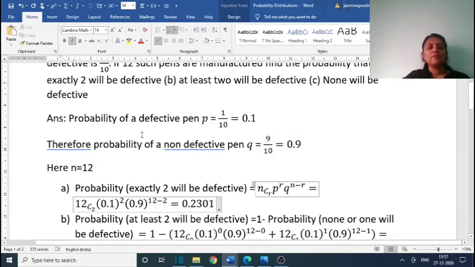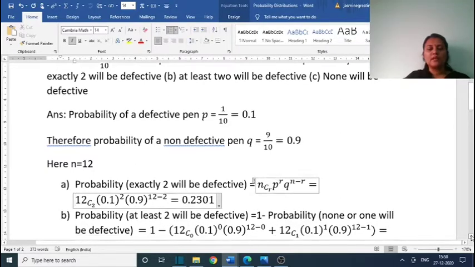So P is success, this is 0.1. Q is the probability of failure, which is 0.9. Here it is given that there are n trials, so 12 is the n. Now we have the first probability, exactly 2 will be defective. So given that R is equal to 2. This is our formula, nCr P raised to R, Q raised to n minus R. So 12C2, 0.1 squared, 0.9 raised to 12 minus 2. So the answer is 0.2301.